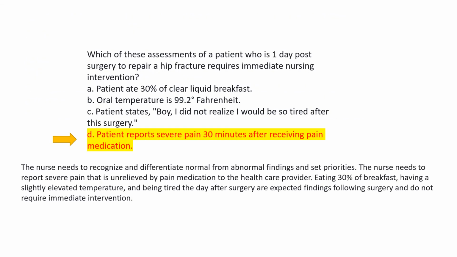Answer D. Patient reports severe pain 30 minutes after receiving pain medication. The nurse needs to recognize and differentiate normal from abnormal findings and set priorities. The nurse needs to report severe pain that is unrelieved by pain medication to the health care provider. Eating 30% of breakfast, having a slightly elevated temperature, and being tired the day after surgery are expected findings following surgery and do not require immediate intervention.